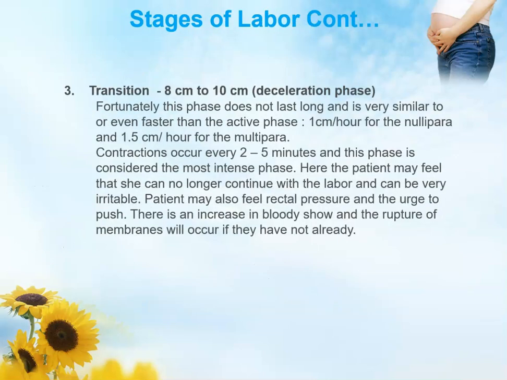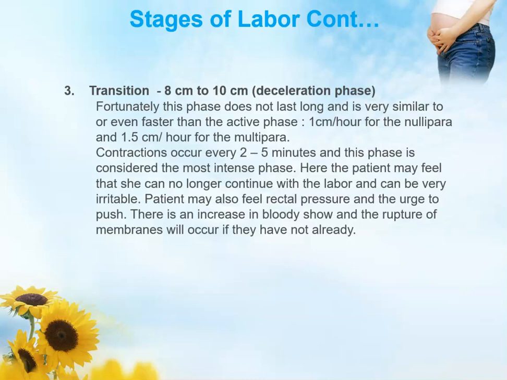And then that third phase, transition. That's when the patient goes from 8 centimeters to 10 centimeters, and we call this the deceleration phase. Fortunately, this phase does not last long. It's very similar to or even faster than the active phase. Usually, again, nullipara is 1 centimeter an hour, 1.5 centimeters an hour for the multipara. And the contractions occur every 2 to 5 minutes. So as you can see, they're getting closer together. They're getting more intense. It's considered the most intense phase.